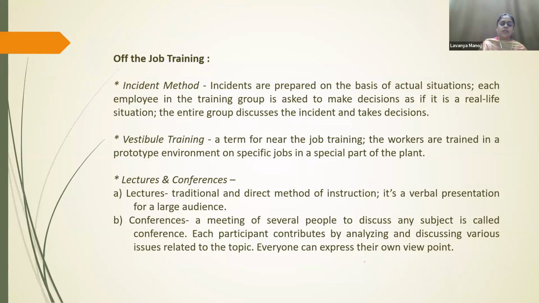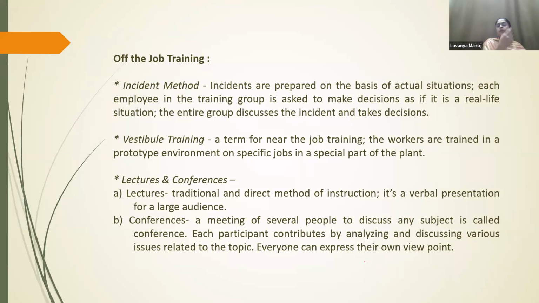Other than that, lectures and conferences. Lectures can be given. The employees can be taken to a hall or auditorium, or wherever space is available in the organization or outside the organization. Lectures can be given, conferences can be done, and the new joinees can be made to participate in those conferences and lecture meetings.